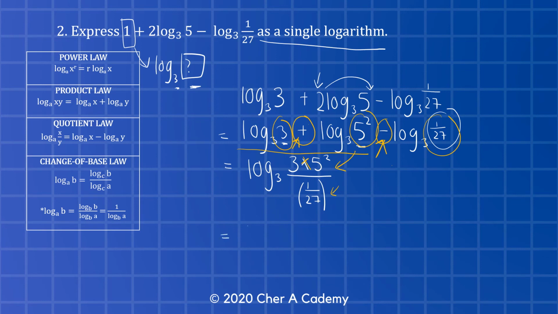Okay, so I have log base 3 times 5 square gives me 75 divided by 1 over 27. So if I key in my calculator, 75 divided by 1 over 27, I'll get log base 3, 2025.